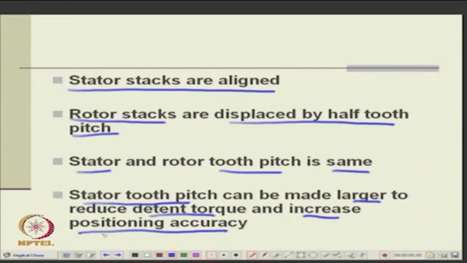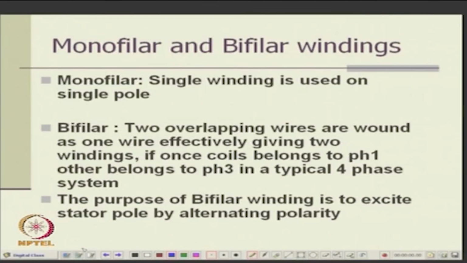So, we have defined the step angle and the pulses per second. The number of pulses per second will definitely decide the rotation RPM, isn't it? Just like the frequency in the stator of a synchronous machine decides the RPM. Okay. So, we have these features. Now, there are types of windings: monofilar and bifilar windings.